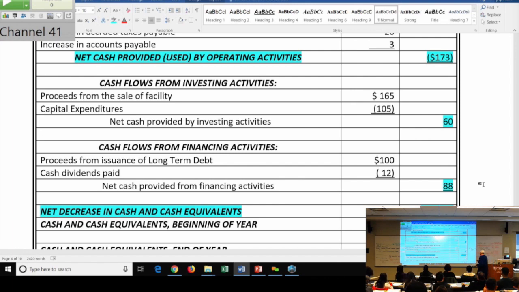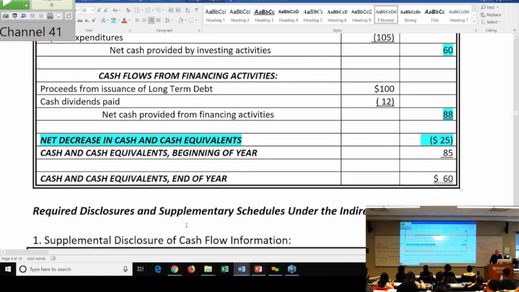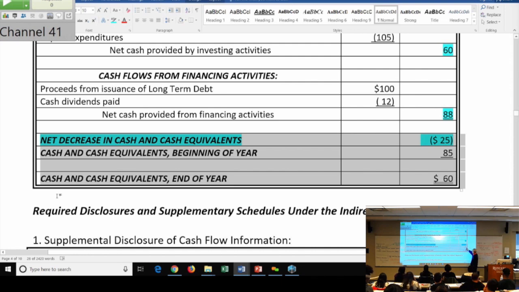And of course, the last thing you have to do on this statement is you must reconcile the beginning and ending cash. So you take the change in cash plus the beginning cash, which gives you the ending cash. And that ties back to the balance sheet.